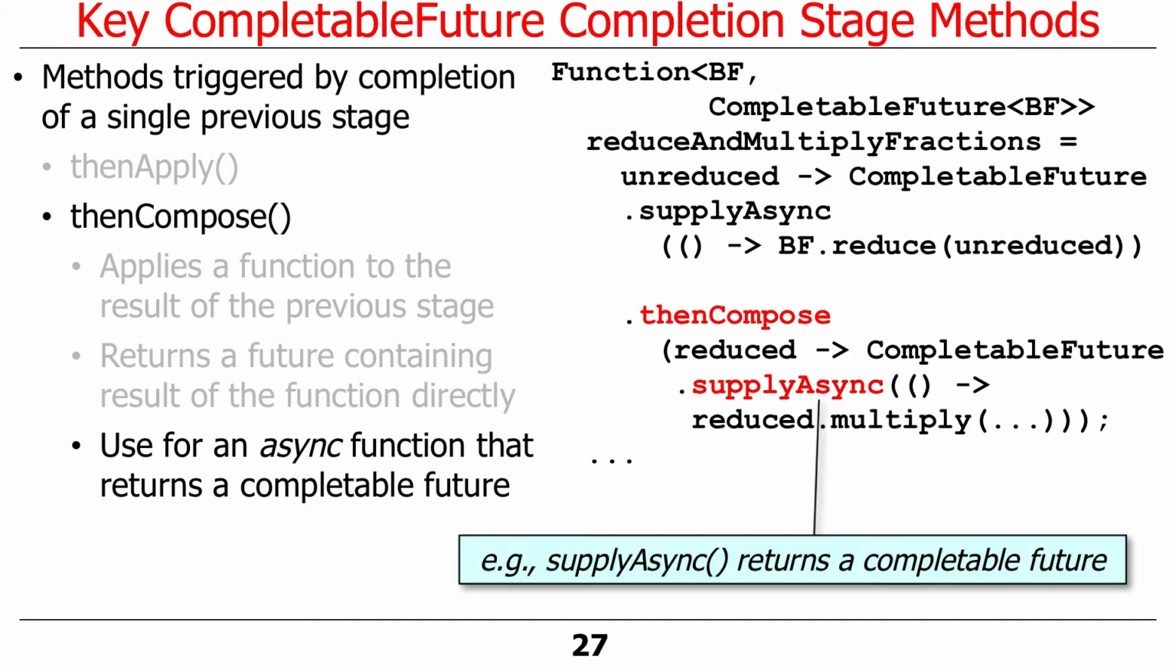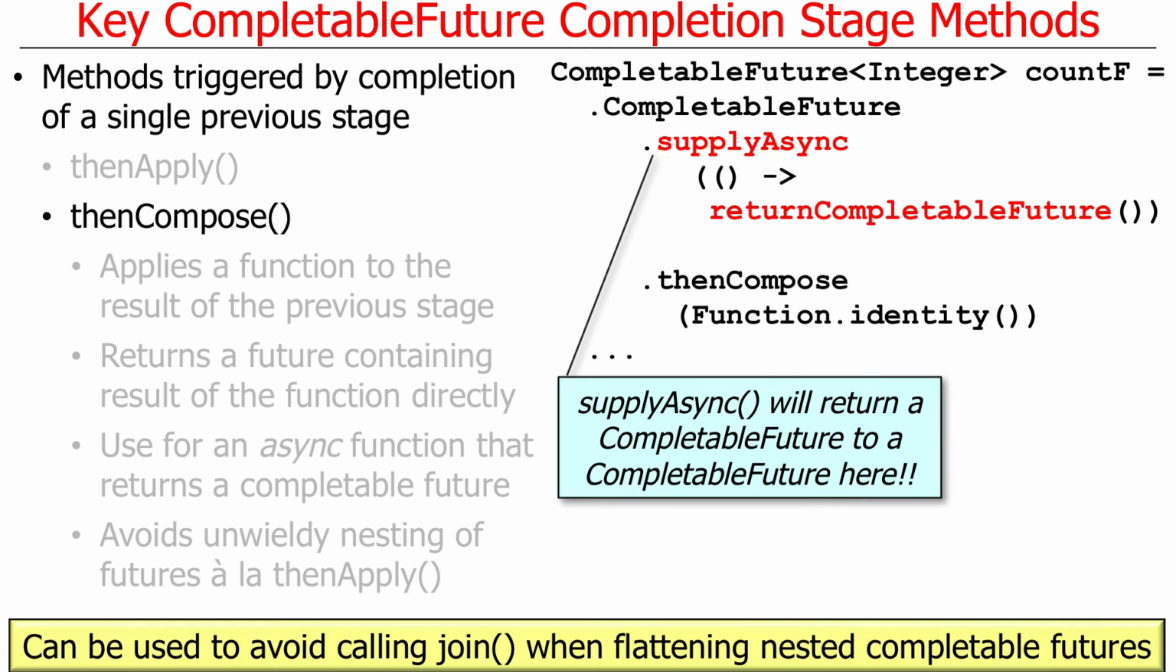Okay, so this is unwieldy. We've got to use this. Now it turns out, and this is really important for your next assignment, there are some wacky situations where you actually have to use thenCompose on the identity function in order to avoid having to call join. So here's an example. We are going to want to get a completable future to an integer for some reason, and we're going to call supply async, and supply async is going to return a completable future, and we just want to get that single completable future as the result. Again, we don't want a completable future to a completable future.